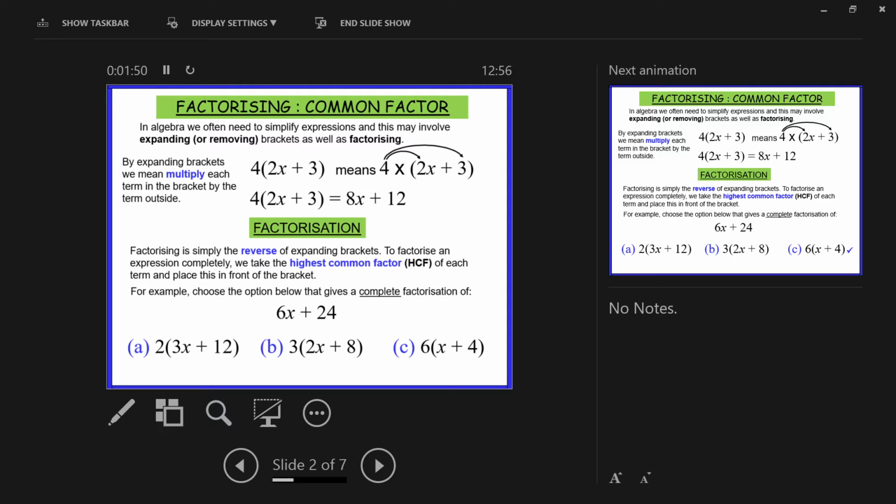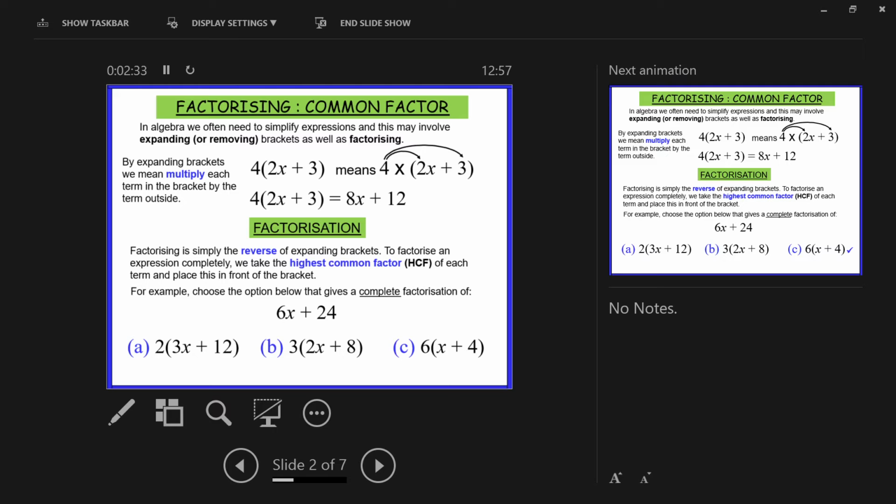So, the 6x and the 24 must have a common factor, meaning one thing that can divide into both of them without having a remainder, because that's what a factor is, right? Okay, so what can divide both into 6 and 24? 6, 2 will also, and 3 will also, but they specifically asked for the highest common factor. So if you were to choose an option below, would it be A, B, or C?